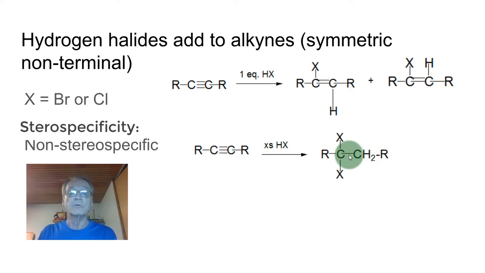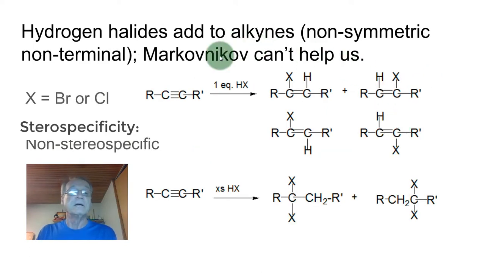But what if we add hydrogen halide to a non-symmetrical, non-terminal alkyne? In other words, this is a carbon group and this is a carbon group, but they're not the same as each other, so I put a prime on that.